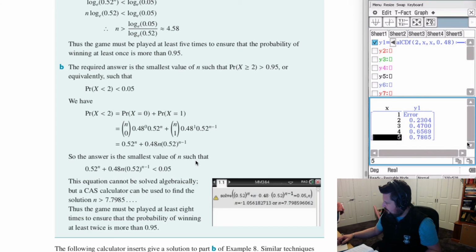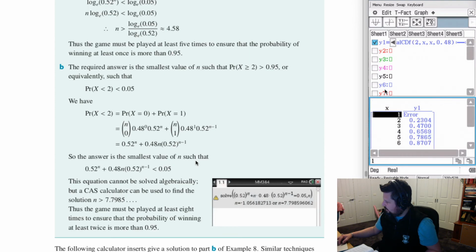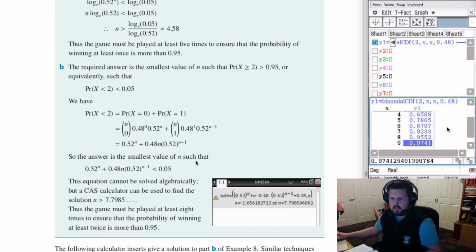Let's go down. Okay, so we might have to make the table a little bit larger, so we're going to go more x and y values. Start at 1, let's go to 10, that'll be helpful. Now we should be able to go down. We're looking for where it first exceeds 0.95. You can see it exceeds 0.95 here when the value is 8. So that's helpful to know in this particular case.